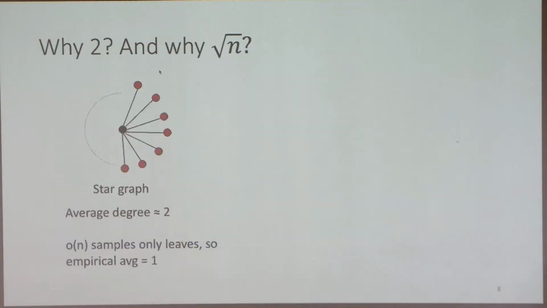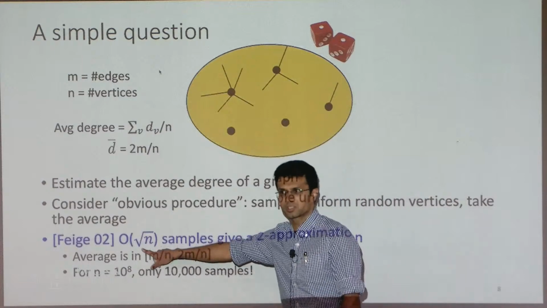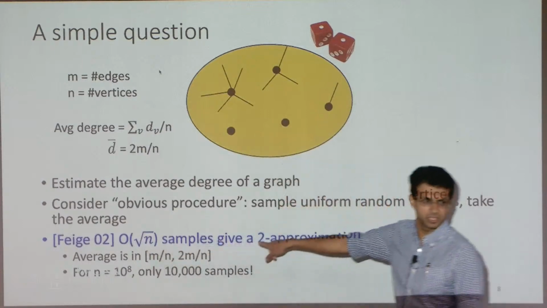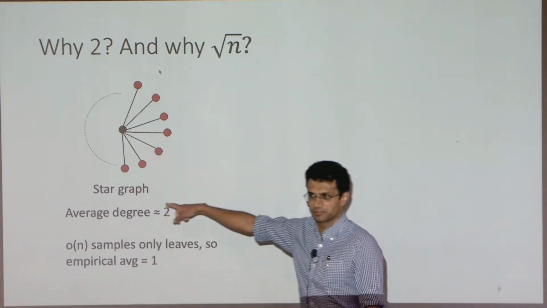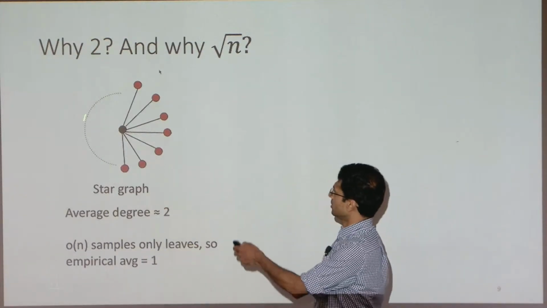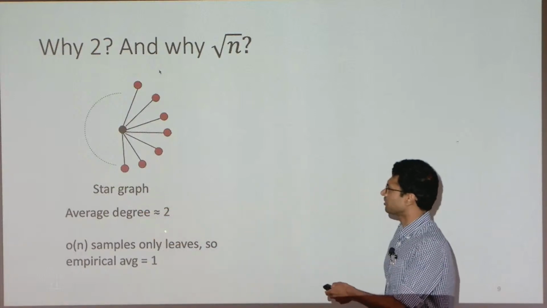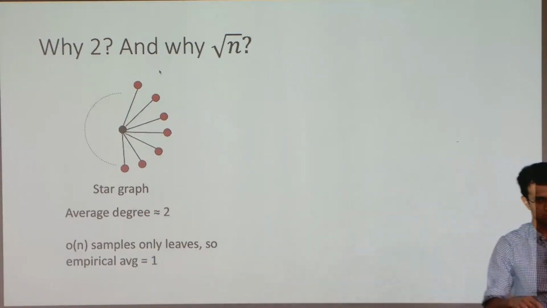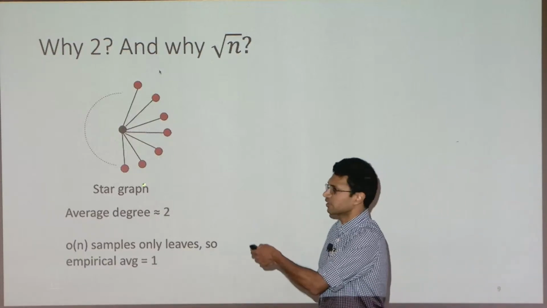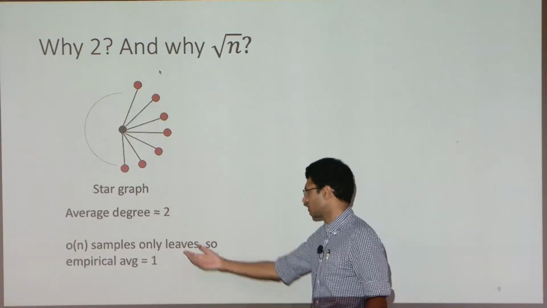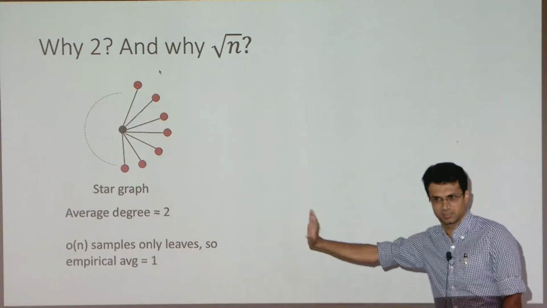You might ask, why a 2 approximation? Why square root n? I'll show you simple lower bound examples that should convince you. So why 2? We'll consider a star graph. That's just one vertex in the middle and n minus 1 vertices in the periphery. The average degree is approximately 2, it's 2 minus 1 over n. But if you take little o of n samples, you're only going to hit the periphery. And so your empirical average is going to be 1. So you can't beat a 2 approximation even with anything sublinear.